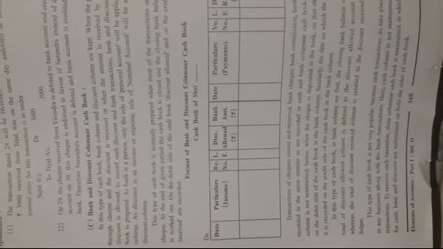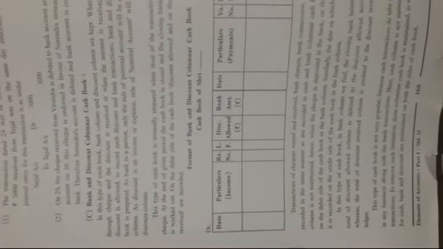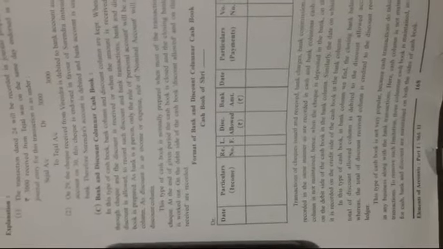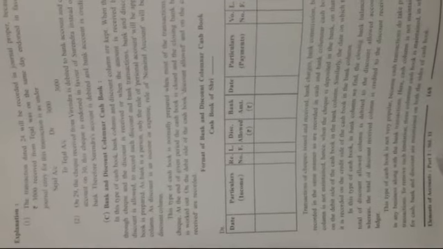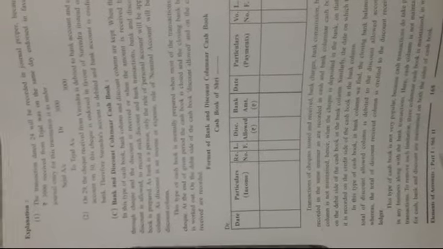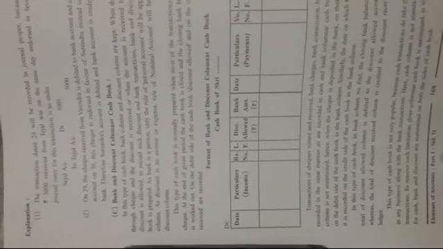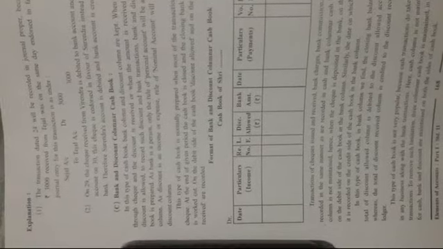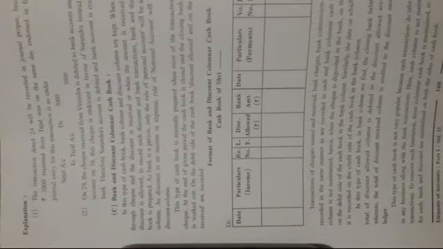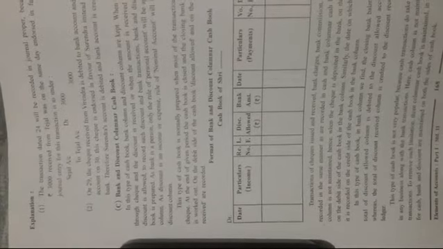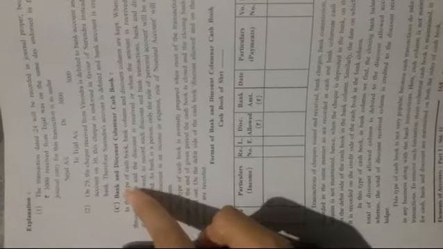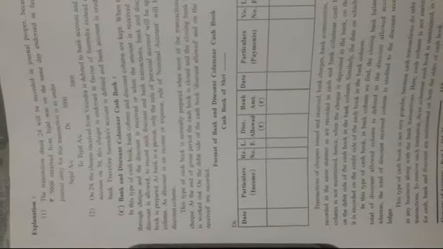So in the last video we discussed how to prepare the cash and bank columnar cash book. Now let's start with the third type of two columnar cash book, that is the bank and discount columnar cash book. Till now we saw examples of the cash and discount columnar cash book, the first one, and the second one was the cash and bank columnar cash book, and the third which I'm going to start is the bank and discount columnar cash book. In this type of cash book, bank column and discount column are kept.